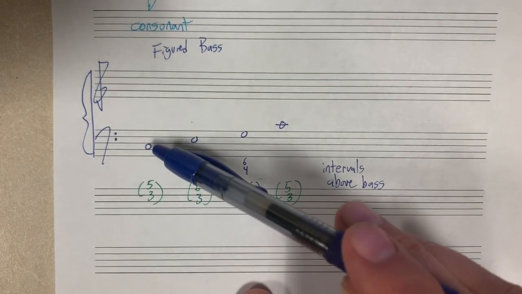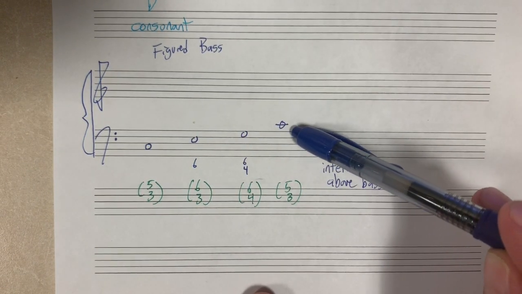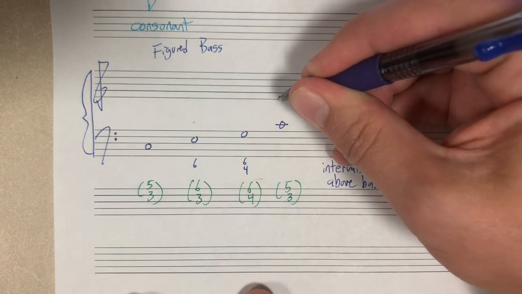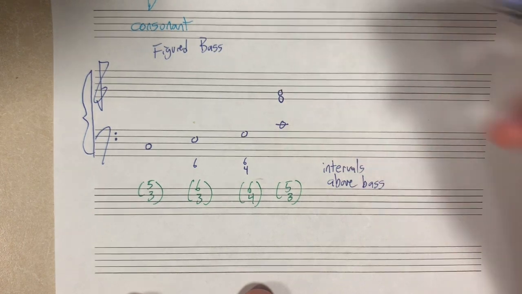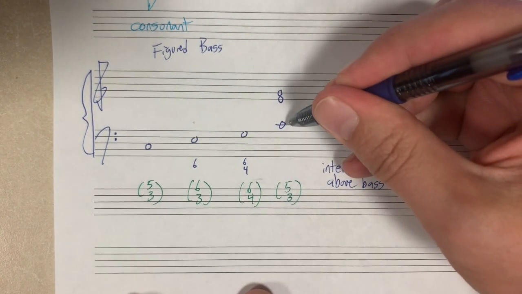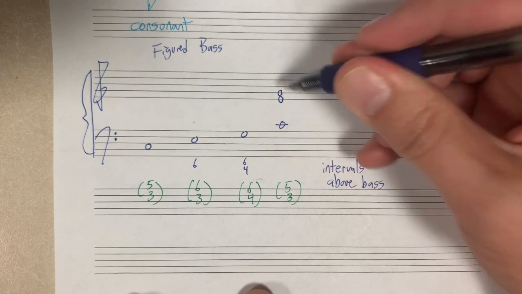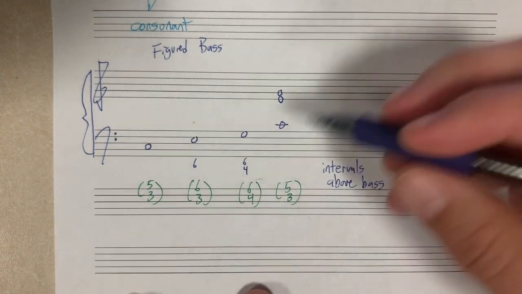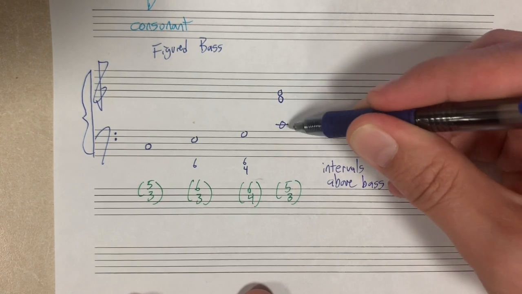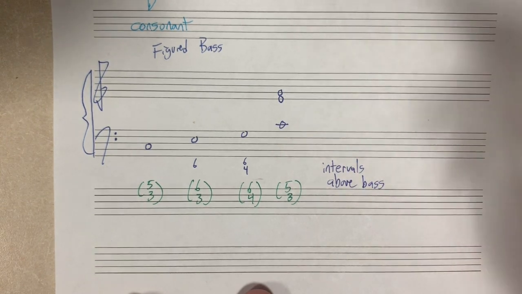I would know that when I saw, let's start with this last one, when I saw this note, I would want to play a third above the bass and a fifth above the bass. And then I'd have my chord. You can also play the octave above the bass. It doesn't really matter. But see how 5/3, from this C up to this E is a third, and from this C up to this G is a fifth.